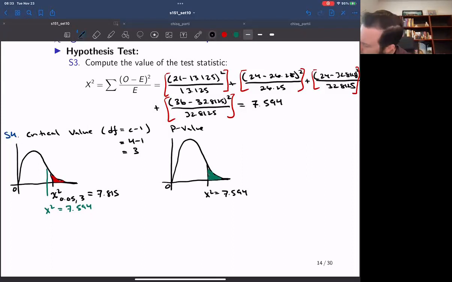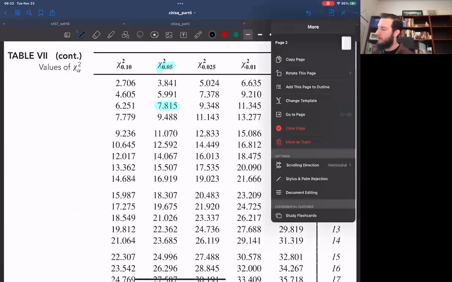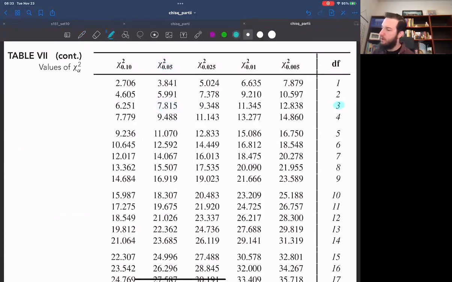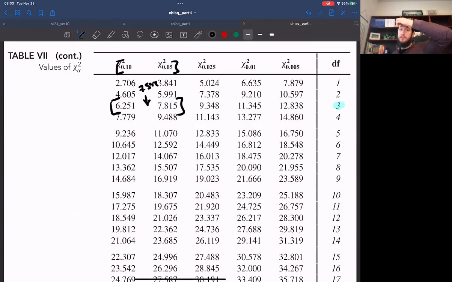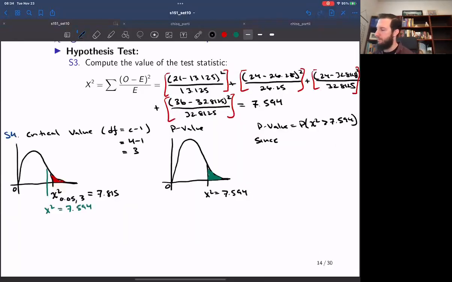All right, so here the p-value is the probability that a chi-square is greater than 7.594. So we go back to our chi-square table. We have 3 degrees of freedom. We can see that 7.594 actually fits directly on the second page. So we're in between these two quantities here. So in this case, since the probability that a chi-square is greater than 7.594 is between 0.05 and 0.1, the p-value is between 0.05 and 0.1.